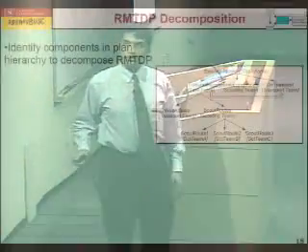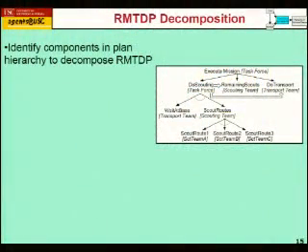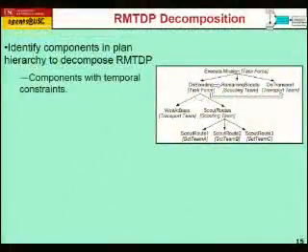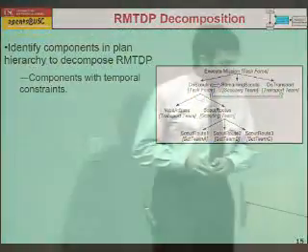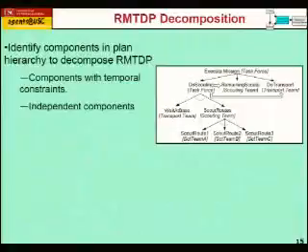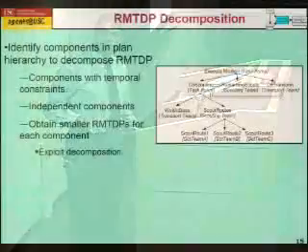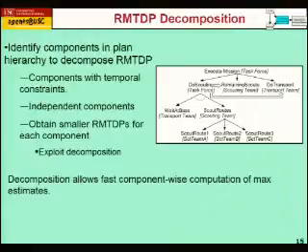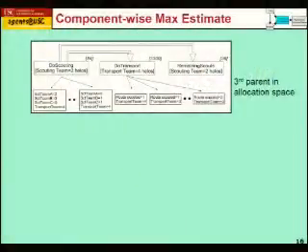This relies on being able to decompose the RMTDP into smaller RMTDPs. So the idea is to try and identify components in the plan hierarchy in order to decompose the RMTDP into smaller RMTDPs. So the first thing you can identify are components which have temporal constraints between them, for example, between do scouting and remaining scouts, and also components which are completely independent of each other. And once you have this, you can obtain smaller RMTDPs for each component and exploit this decomposition in order to do a fast component-wise computation of these max estimates.